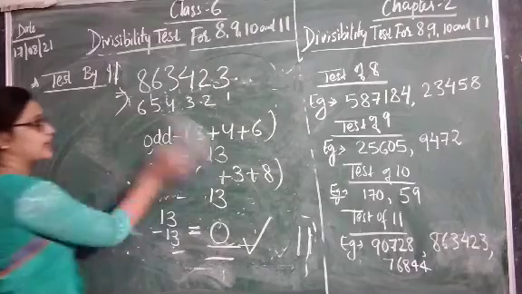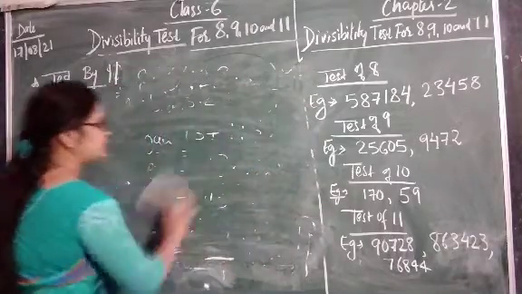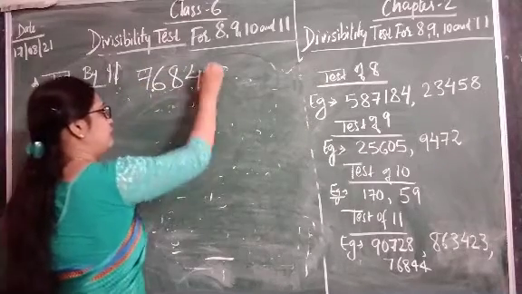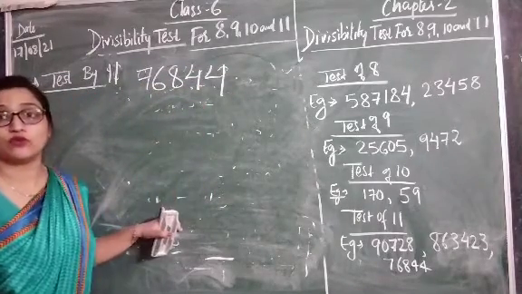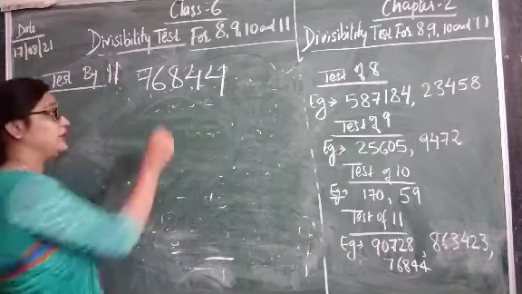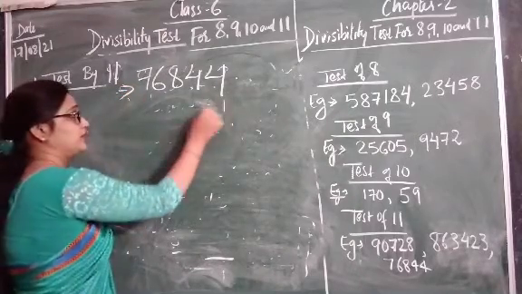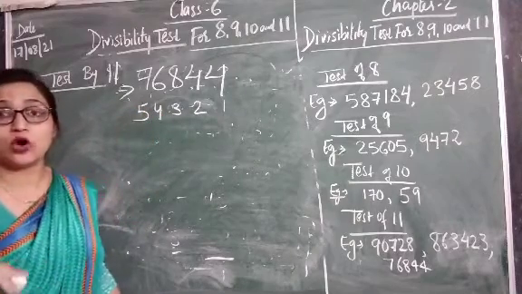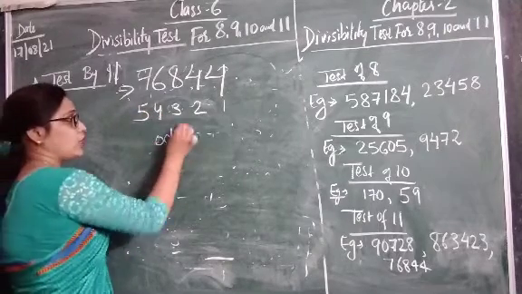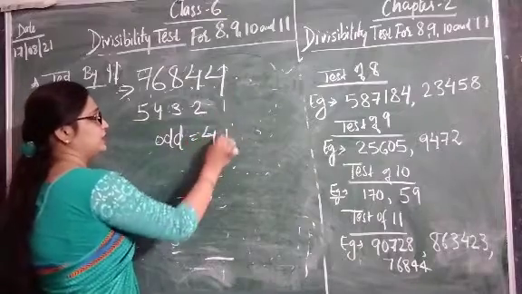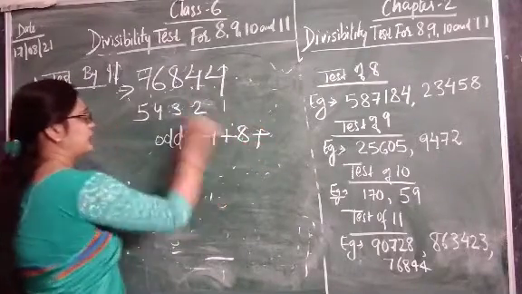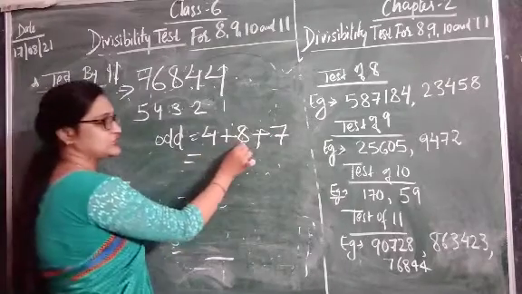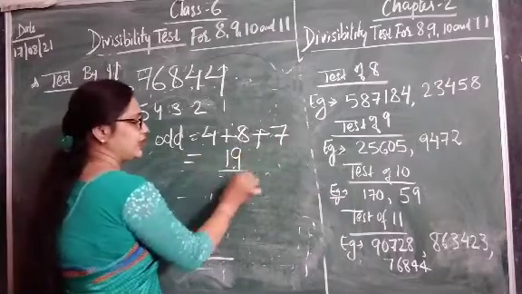Next, the third and last example of this divisibility test of 11 is 7684. The same steps we have to follow here also. Give numbers to the digits starting from one's place: 1, 2, 3, 4, 5. Now make a sum of the odd places. At the 3rd position 8 and at the 5th position 7 is there. Just add them. 4 plus 8 is 12. 12 plus 7 is 19.